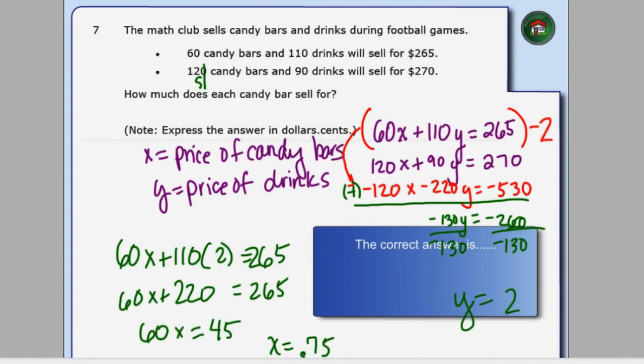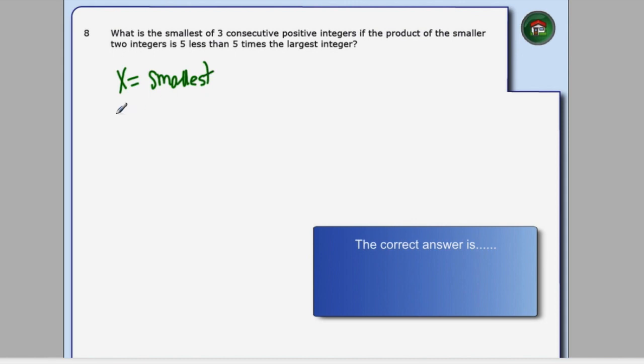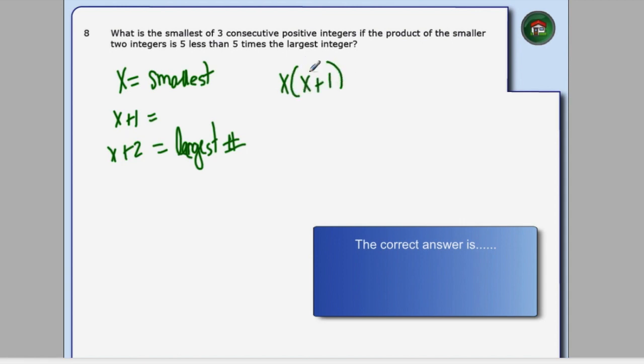Okay, so if x is the smallest, the next number would be x plus 1 would be the middle one, and x plus 2 would be the largest number. So it says, if the product of the smaller 2, so the smaller 2 is x and x plus 1, product means multiply, is 5 less than 5 times the largest. The largest is x plus 2, so 5 times the largest, and then is 5 less than that means I would subtract 5.